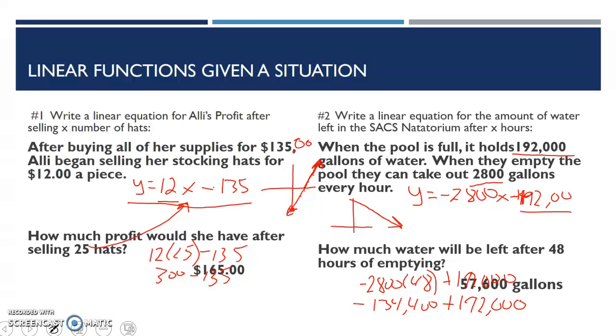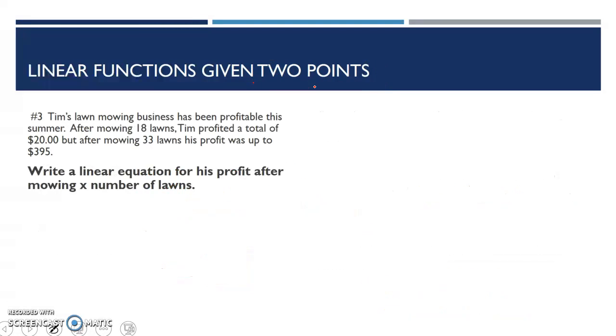So that's writing a linear equation based on situations. Let's change and move to, instead of from situations, given 2 points. We're really doing the exact same thing. We're just given a different type of information. So here's what it says for number 3.